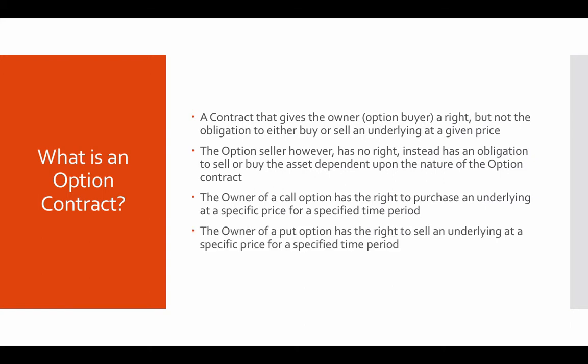Next, the owner of a put option has the right to sell an underlying at a specific price for a specified time period. Now, a simple way to remember which option type pertains to buying an asset or selling an asset, think of it this way. If you think of the word call, you might associate that with asking something to come to you. So you can think of calling the underlying, or buying the underlying. And the second option is the put option, where you put something away. So putting an asset away, or selling an underlying. That's one way you can understand which option is to buy and which option is to sell for the option buyer.